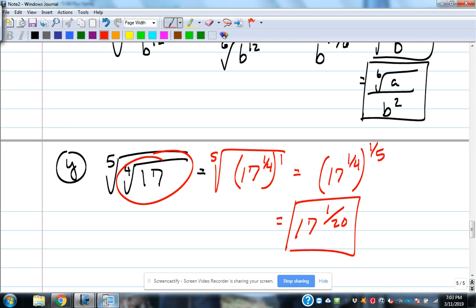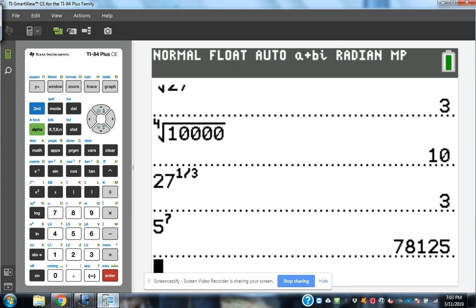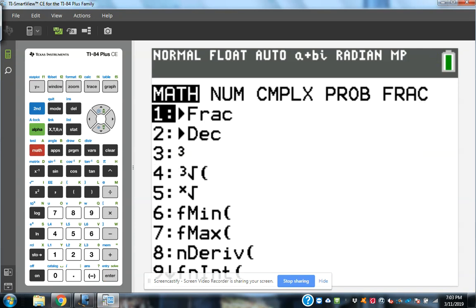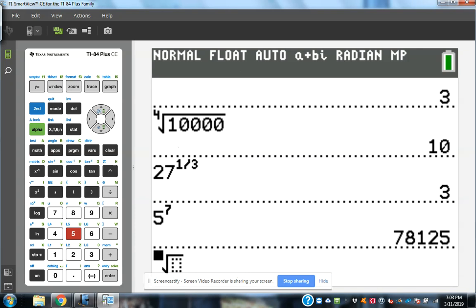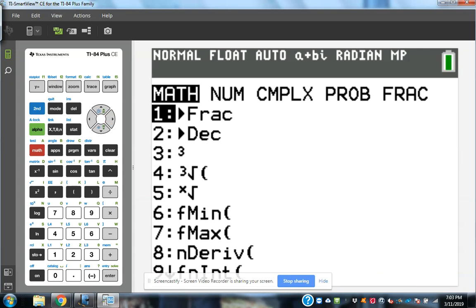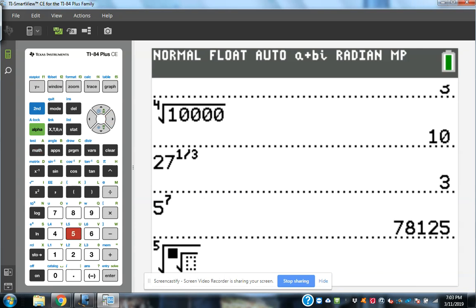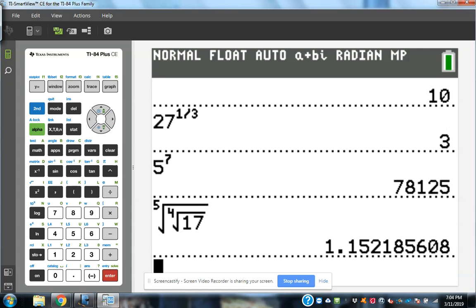Yeah, I'll show you how. Great thing to know how to do. So we need a fifth root on the outside. So I'm going to hit math, and fifth root would be putting a 5 in that spot. And then on the inside, I need a fourth root. So I'm going to hit math again, and I'm going to put a fourth root on the inside. And then put a 17 in there. And that gets me that decimal.